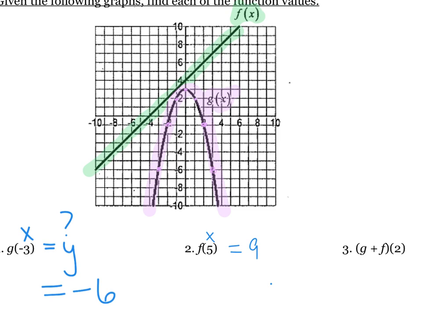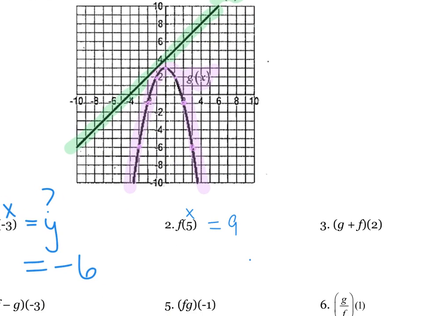Okay. Now the next example is g plus f of 2, which essentially is saying g of 2 plus f of 2. So once again, I go to where x equals 2, which is right here. I go down to g, which is going to be -1. And then I do the same thing, but this time I go up to the green graph, and that's going to be 6. So my answer is 5.